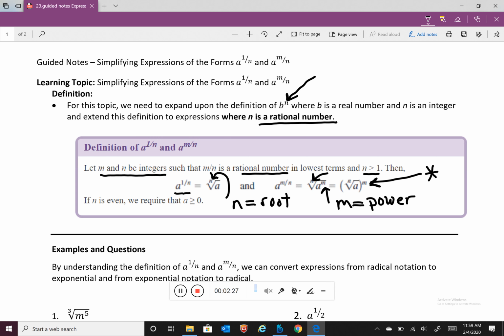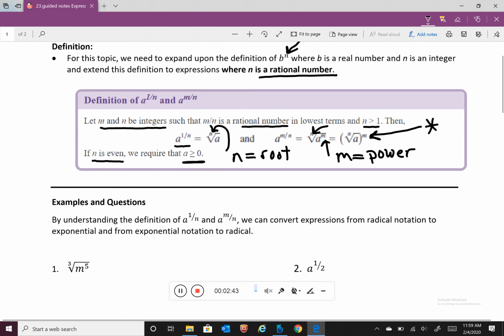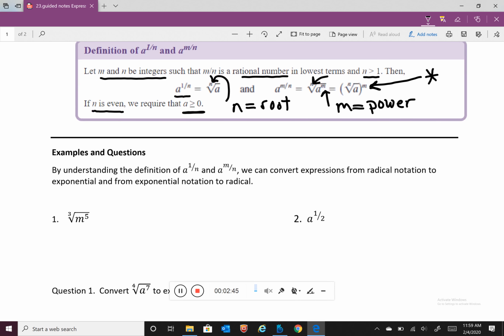So if n is even, if the root is even, then a, the base, must be greater than or equal to 0. If a is negative, then this is not going to be a real number. By understanding the definition of a raised to the 1 over n and a raised to the m over n, we can convert expressions from radical notation to exponential, and vice versa from exponential notation to radical.